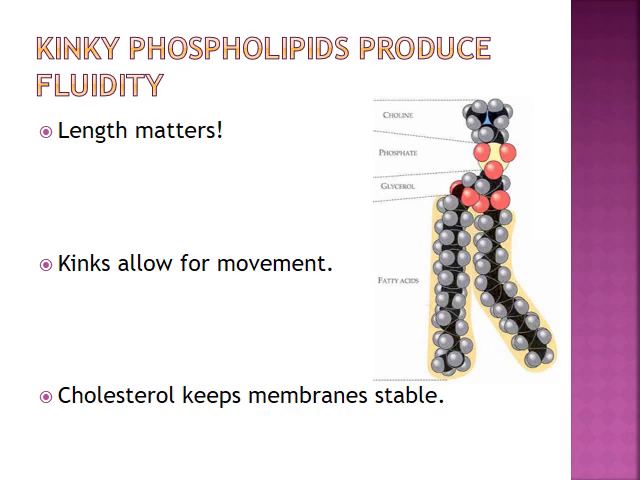The cholesterol in the membrane will keep the membrane stable. You guys have heard of cholesterol, right? Cholesterol's bad, except it turns out we kind of need some. Granted, we don't need nearly as much as we take in. What cholesterol does at high temperatures is it holds the membrane together so it doesn't fly apart. At low temperatures, though, cholesterol acts as a lubricant. It allows these phospholipids to slide past each other. So between these three things, length, kinkiness, and cholesterol, you can determine the fluidity of the membrane.